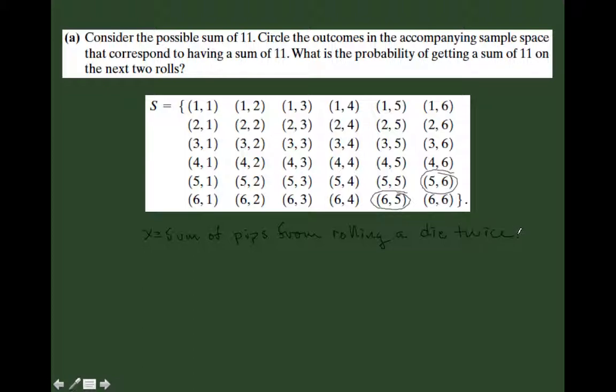So I'm going to define a variable just to have something to talk about here in my notation. x is going to be the sum of the pips from rolling a die twice. So the probability x is equal to 11, I'm sorry, not a 2, an 11. There are 2 ways to roll an 11 out of 36 possibilities, which reduces to 1/18.